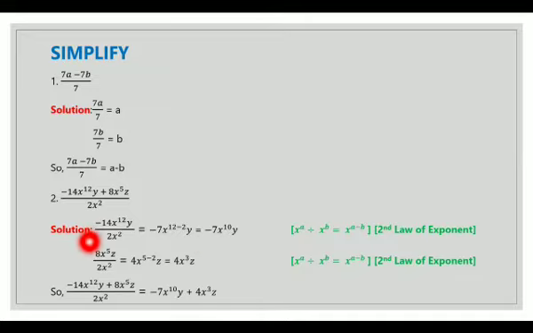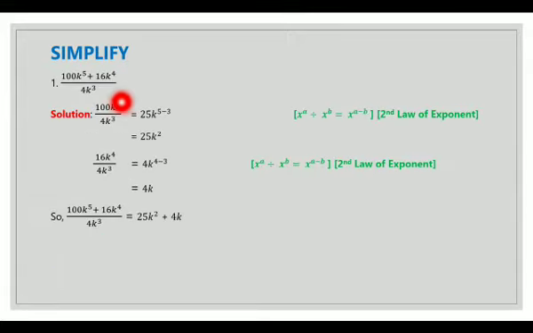The second part, 8 x raised to 5 z upon 2x square, which equals to 2 fours are 8. So 4 x raised to 5 minus 2 z, which comes to be 4 x cube z. Again, we have used here the second law of exponent. So the final answer comes to be minus 14x raised to 12y plus 8x raised to 5z upon 2x square equals to minus 7x raised to 10y. The middle sign is plus, 4x cube z.